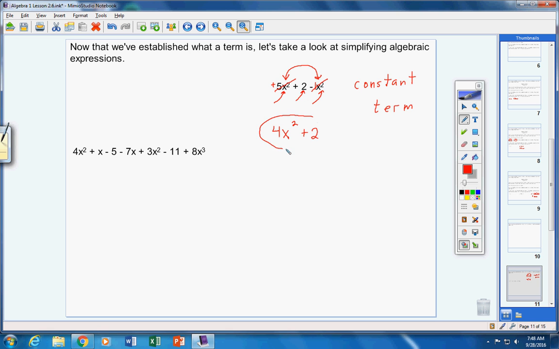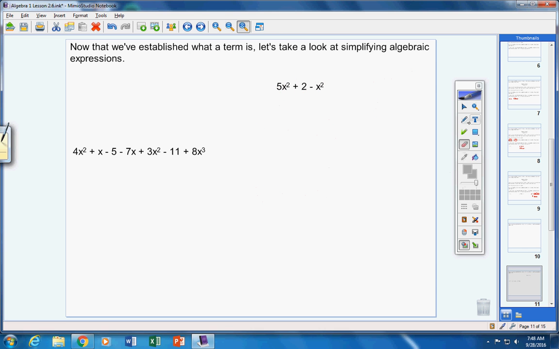Mr. Earhart, how do we know that we're finished? We know that we're finished because we don't have like terms. If there are no like terms, then there's no combining that you can do, okay? This is an x squared term. This is a constant term. They are not like terms, so you cannot combine them. So we're finished. That's our answer.